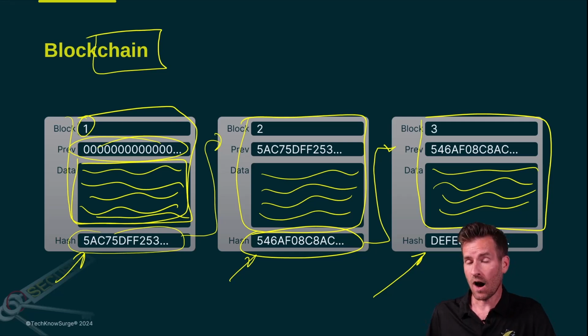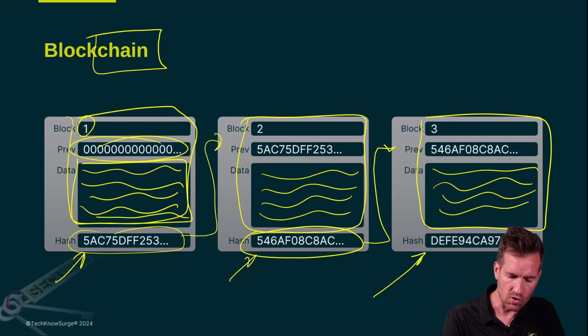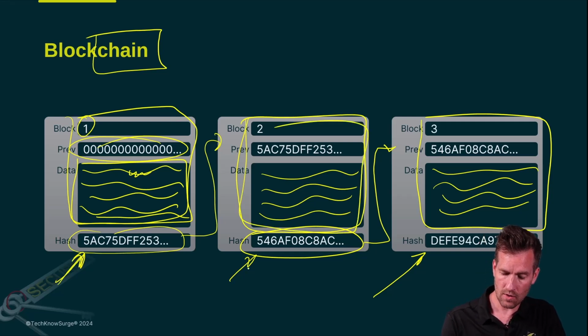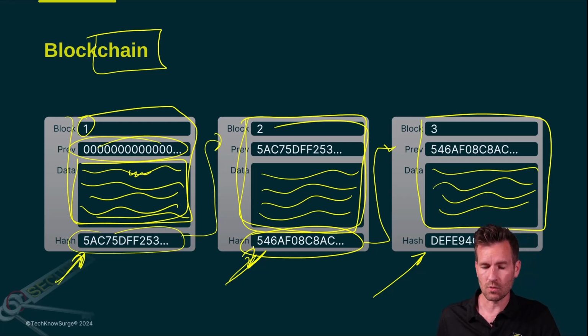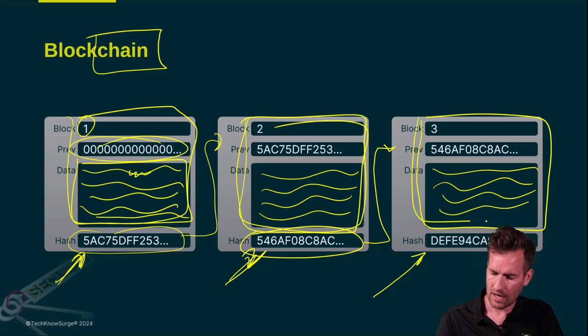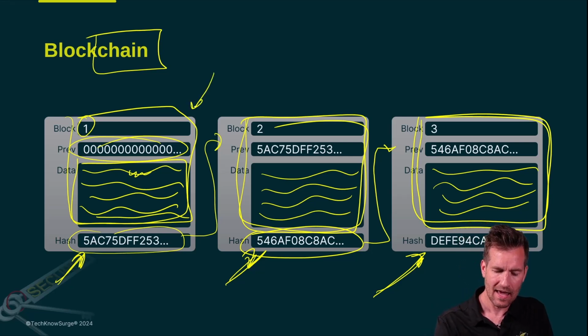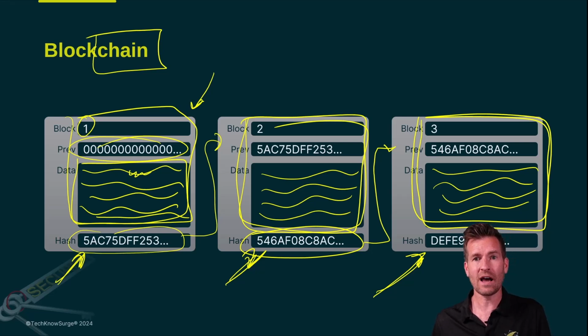Now, if I wanted to go back and change something in block 1, that would change the hash for block 1, which would then change block 2, and so therefore the hash of block 2 would change, which would then change block 3, which would change the hash for block 3. So you can see it has this cascade effect. We can't change something in a prior block without affecting all the blocks after that.